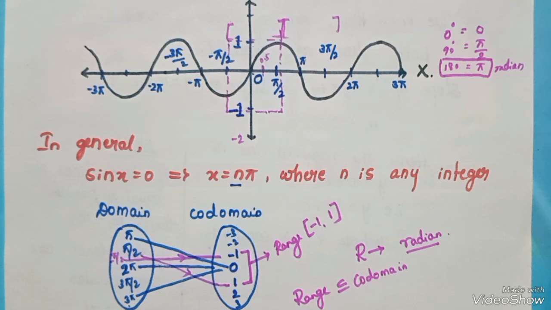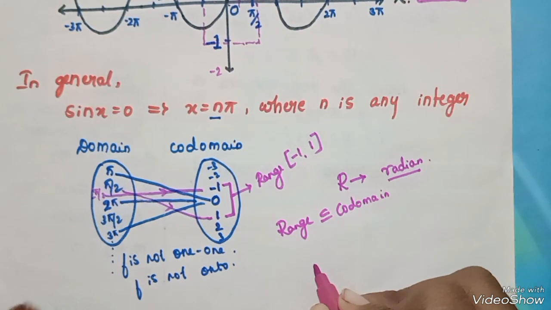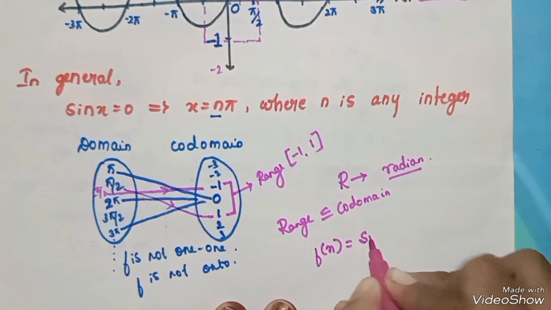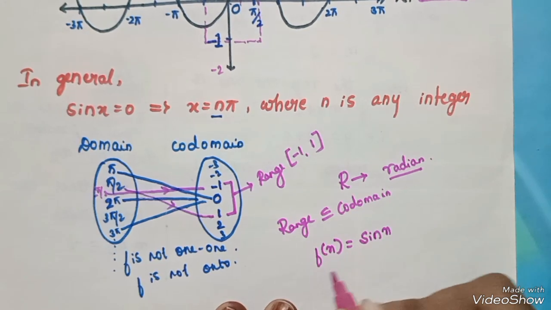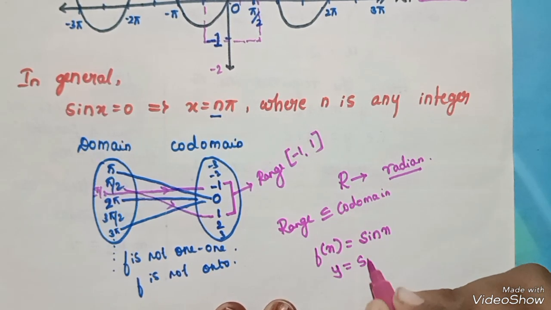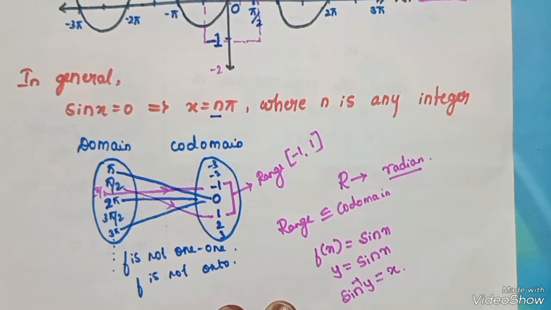For these intervals, we denote the inverse of the sine function by sine inverse. Let f of x be equal to sin x. Then replace f of x by y, so y is equal to sin x. Sin is taken on the left side, and that becomes the inverse: sin inverse of y is equal to x. This is the sin inverse function.